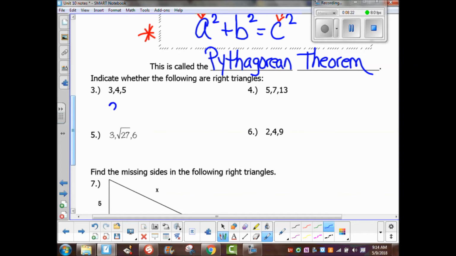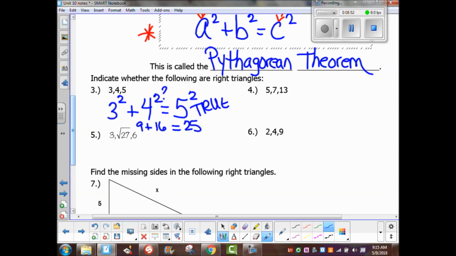So we'd say leg squared plus the other leg squared equals the hypotenuse squared. And I might put a question mark over that equal sign, because you got to see, is this true? So what is 3 squared? Anybody? 9 plus 16. Does that equal 5 squared, which is 25? Does 9 plus 16 equal 25? Yeah. True. So are 3, 4, and 5 sides of a right triangle? Yeah. Because it made the Pythagorean theorem true.